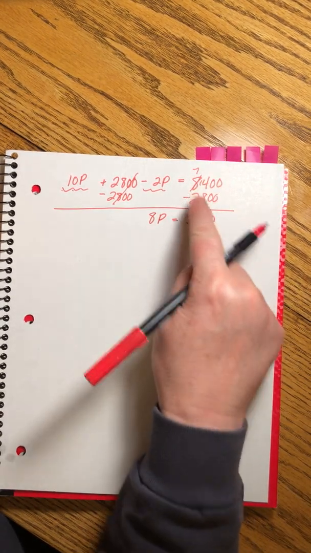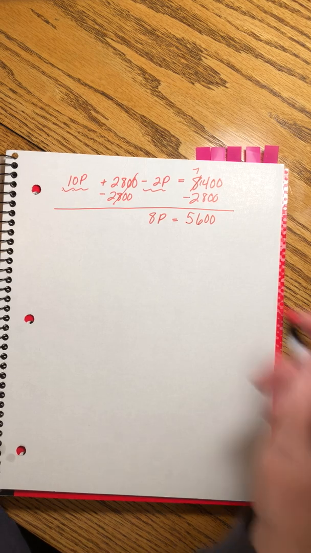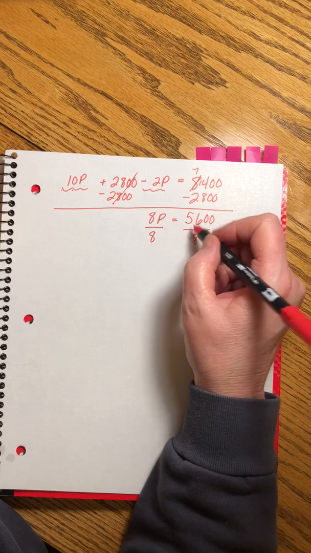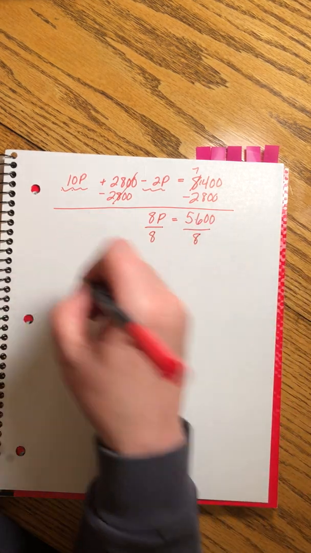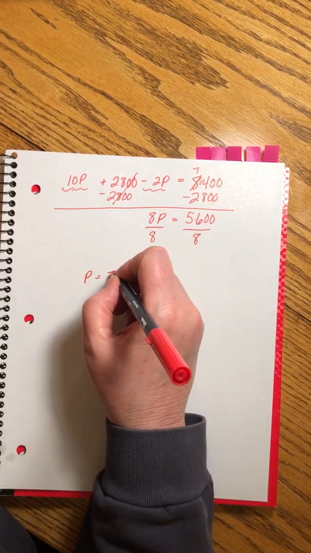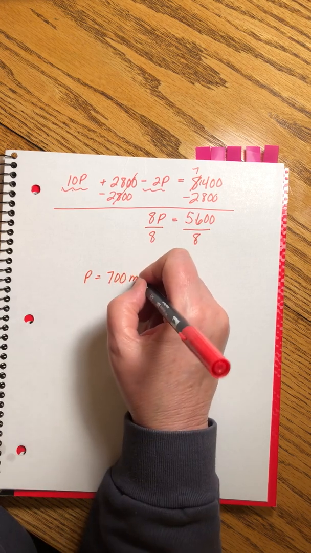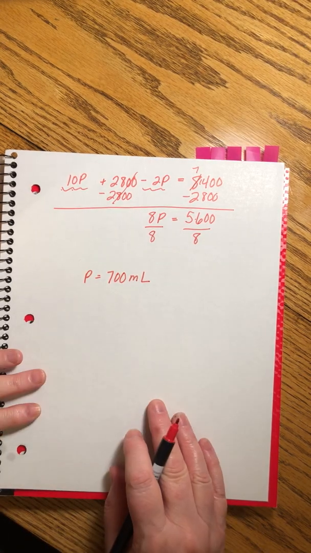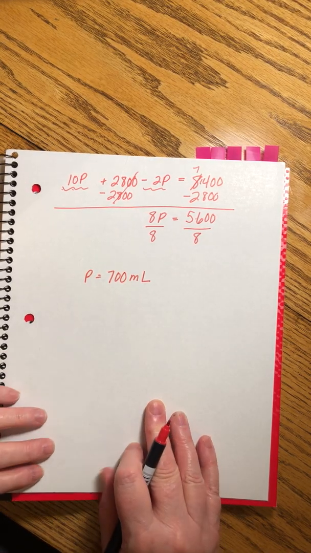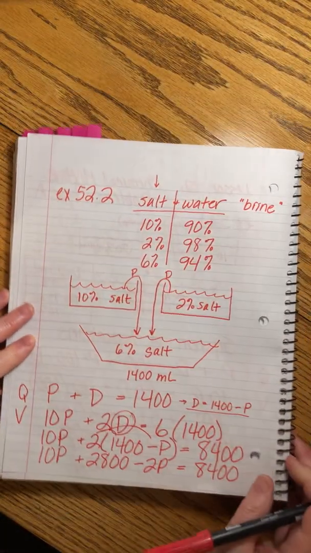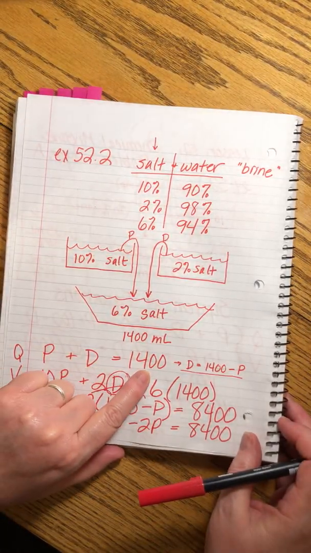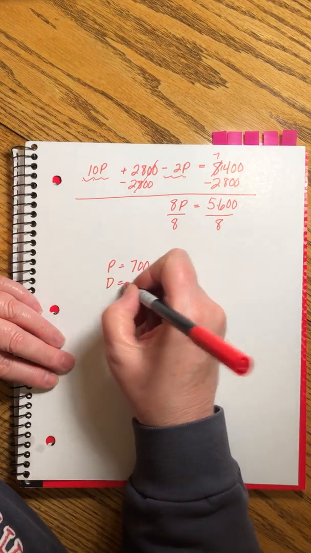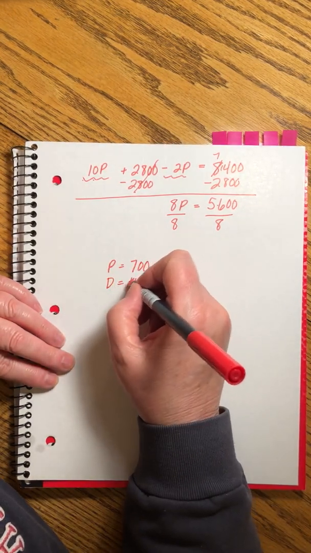You can do that in your head, but it's easy to make simple mistakes, or at least for me it is. 8 goes into 56 7 times, so P equals 700 milliliters. That's our unit, right? It's a liquid unit. Okay, and then we go back and look at our problem. Oh yeah, the two amounts have to add up to 1,400. So we know that the amount dumped also equals 700.